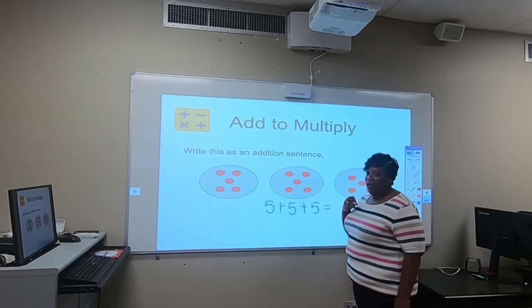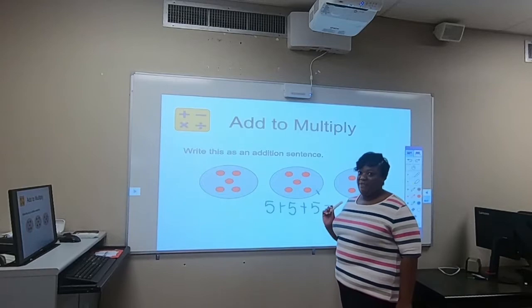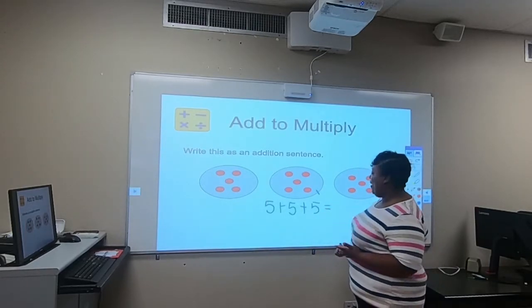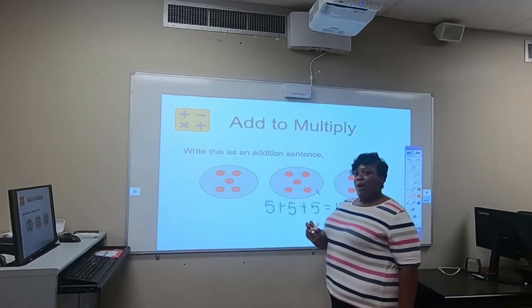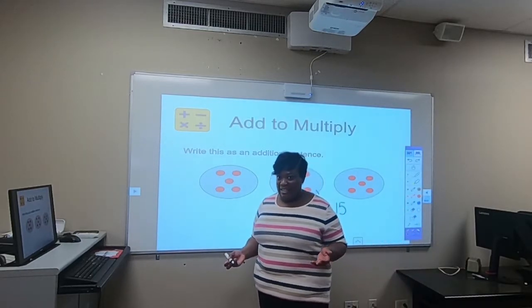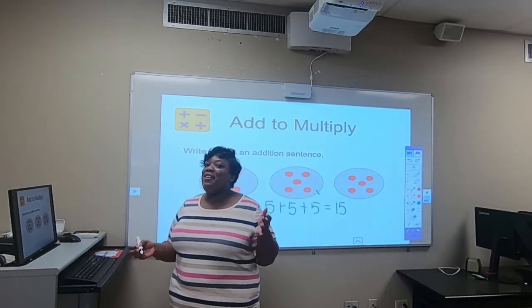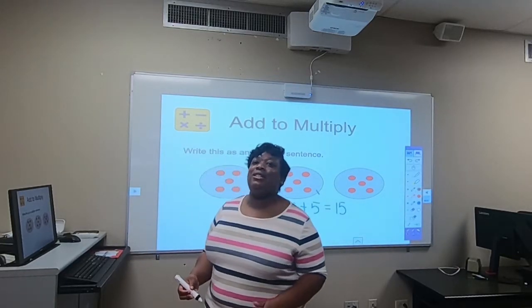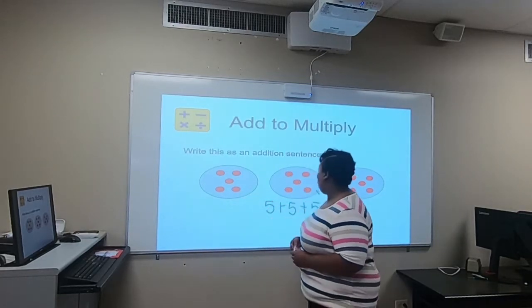You've been doing this since kindergarten. You can do that. Let's go. 5, 10, 15. So 5 plus 5 plus 5 equals 15. Have you noticed that multiplication is basically skip counting? You should have by now, so that's why I take the time in every lesson to do some skip counting, because if you can skip count, you can multiply.